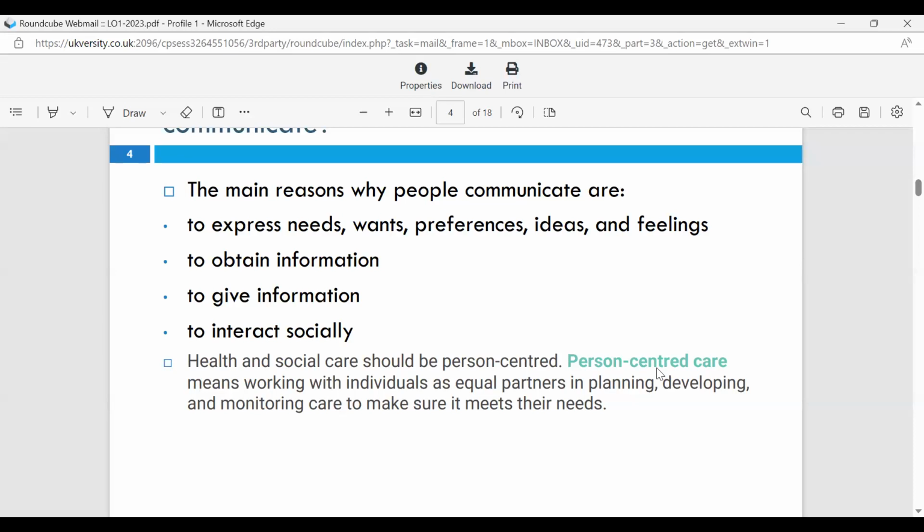It's really important to identify that although speaking and listening is an integral part of effective communication, it is not the only method. Other methods include things like reading, writing, facial expressions, body language, eye contact and gestures. So there are different reasons why people communicate and how people communicate. Have any of you got any reasons why people communicate?